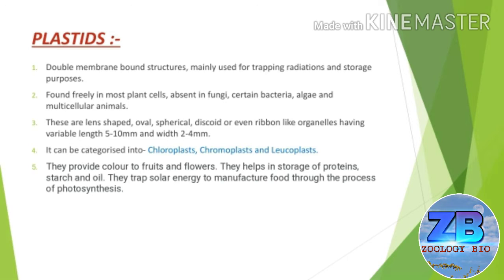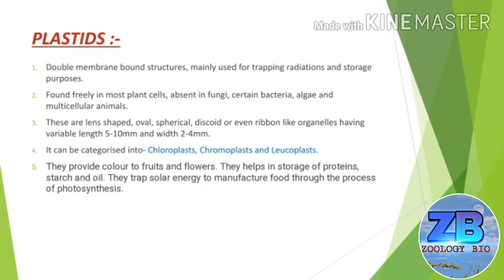Plastids are small bodies found freely in most plant cells. These are absent in fungi, certain bacteria, algae, and multicellular animals. The plastids can be categorized into three parts. Number one is chloroplast. These are green colored plastids containing chlorophyll as pigment. These change into chromoplasts during fruit ripening.